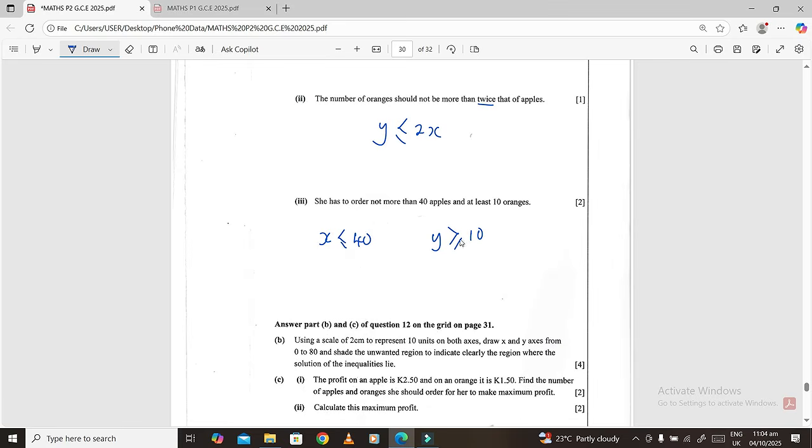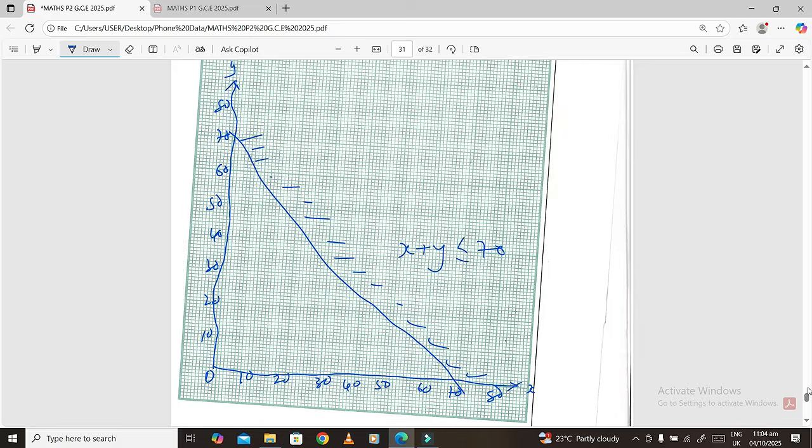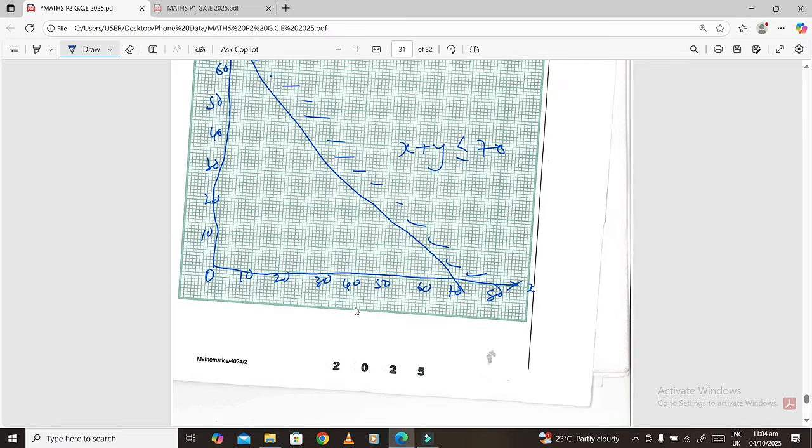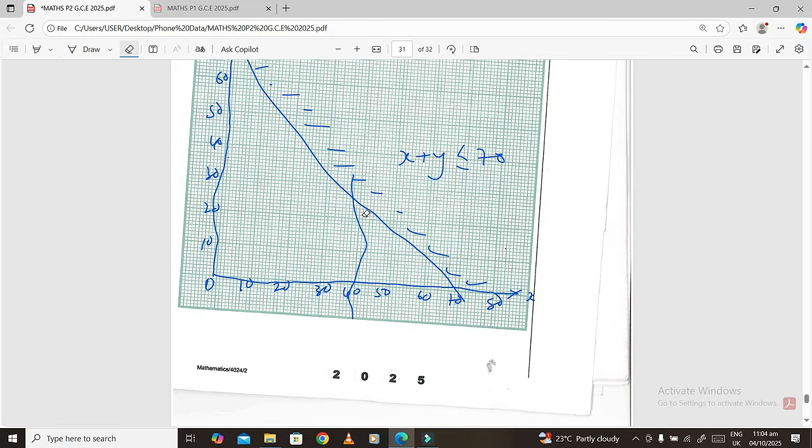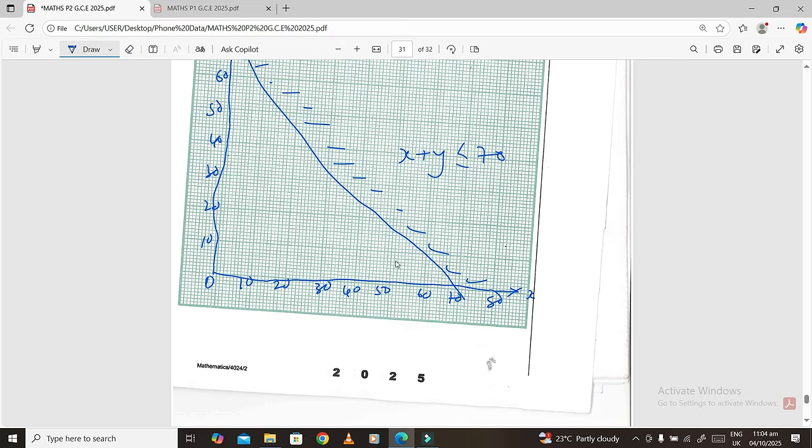So let me do this one and this one. So x is less or equal to 40, meaning it will pass through 40-ish. Supposed to use a ruler when doing this. So it's supposed to pass through 40 straight. So this is x is less or equal to 40. And then we'll shade the opposite, which is the greater, like this.